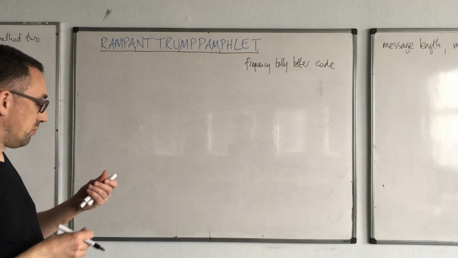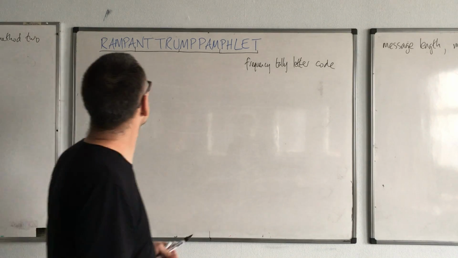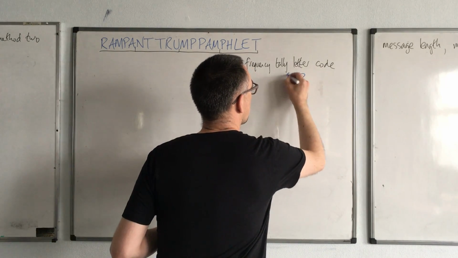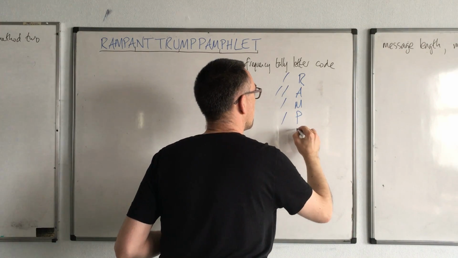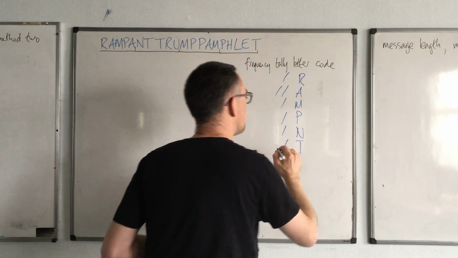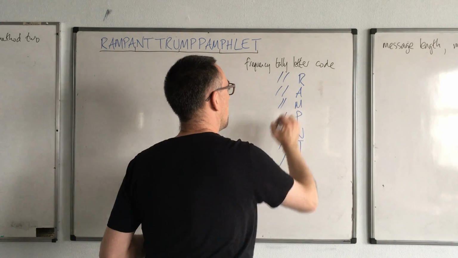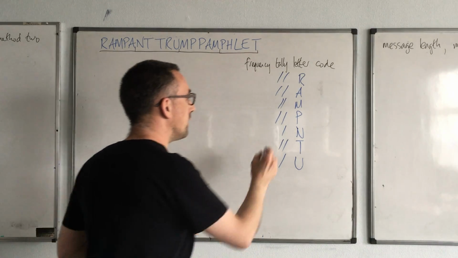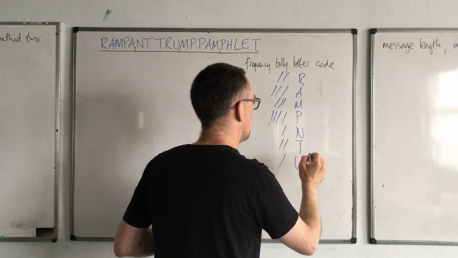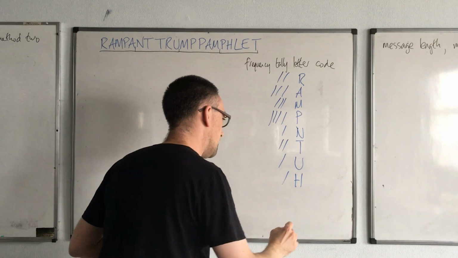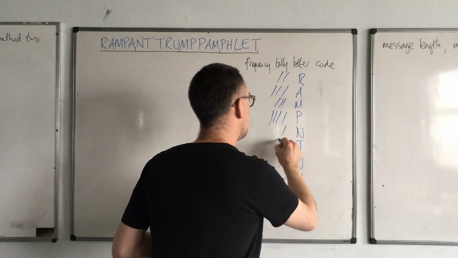And now we need to compute our frequencies, which I'll do by tallying the letters. So we've got an R, an A, an M, a P, another A, an N, a T, an R, a U, an M, a P, an A, an M, a P, an H, an L, an E, and a T.